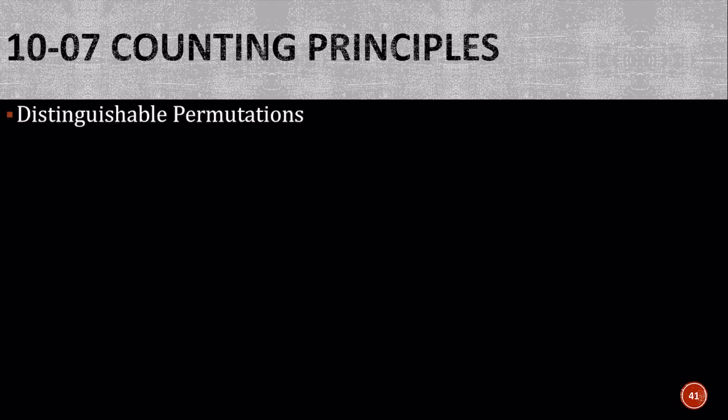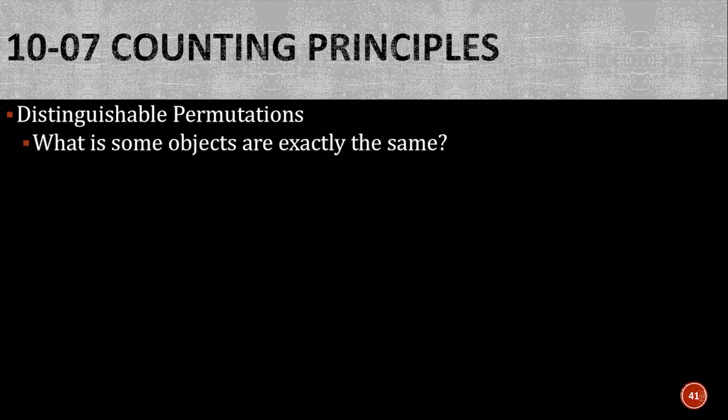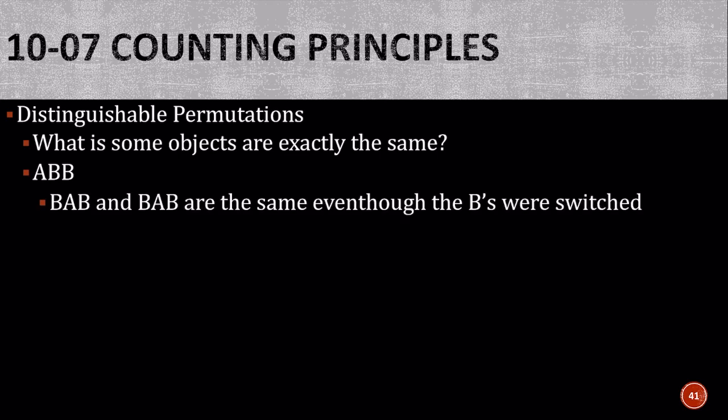How about if we have several copies of some of the objects? So some of the objects are exactly the same. We still only have one of each object, just that some of the objects are exactly the same, such as A, B, and B. Well, BAB and BAB are the same, even though I switched the B's. So we'll only count that as one arrangement.